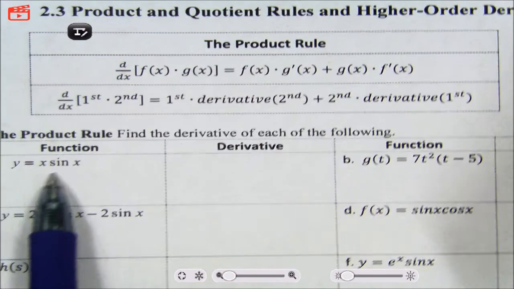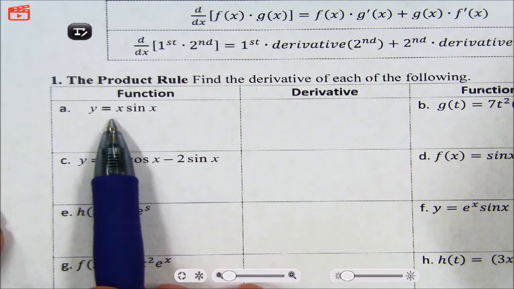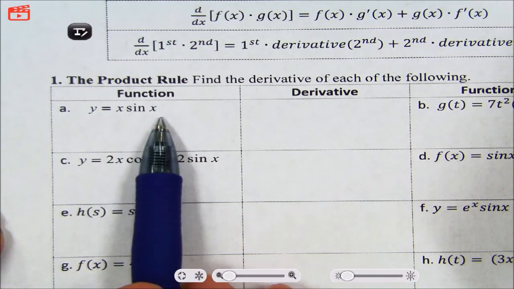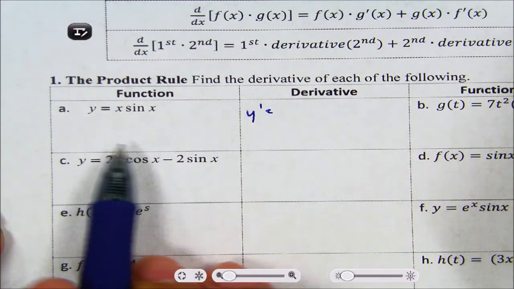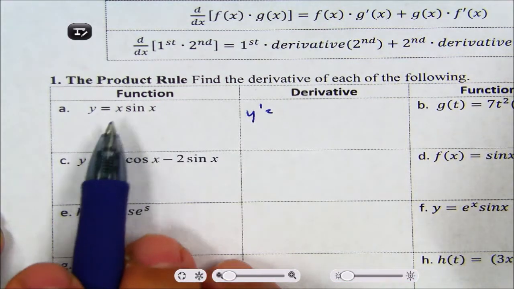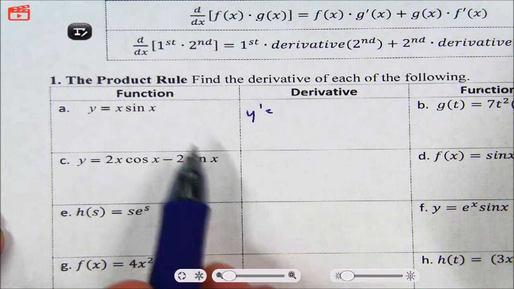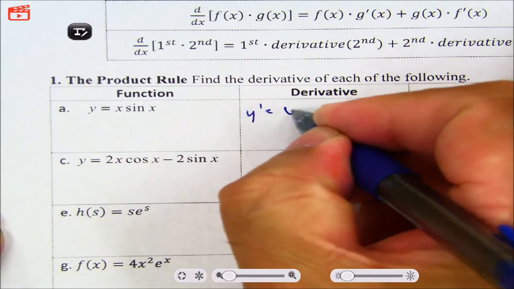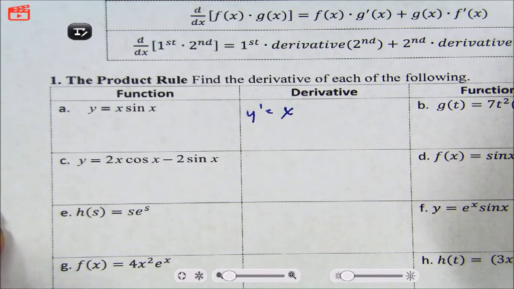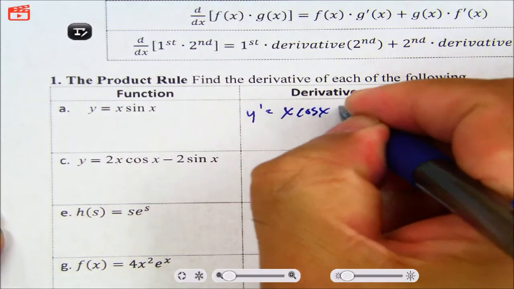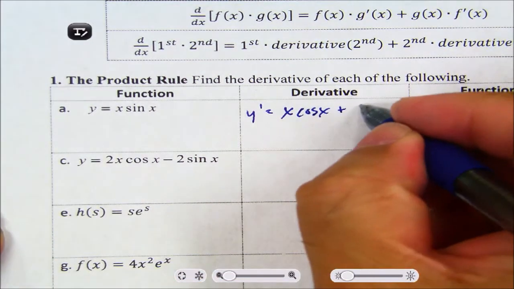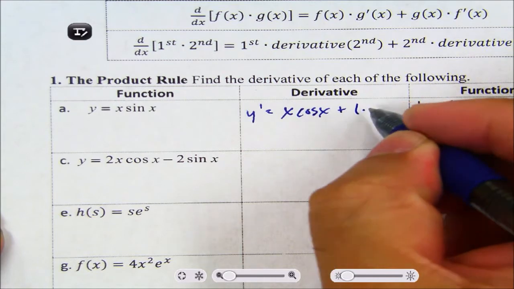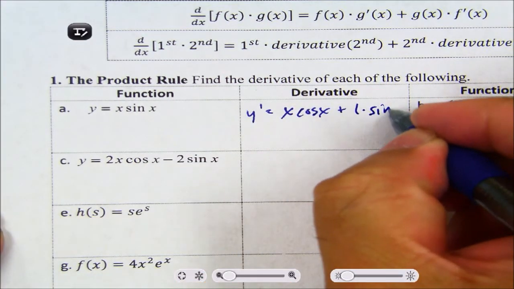All right, so here, in the first example, you have two functions. You have x and you have sine of x. So that's my product. It's x times sine of x. So when I take the derivative, so it's y prime, it says here, take the first function. So the first function is x times the derivative of the second function. So just write the first function. And what's the derivative of sine? Cosine x. Plus, now what's the derivative of x? 1. So it's 1. And I'm going to write the 1 for emphasis here. Times, and you just keep the other function.